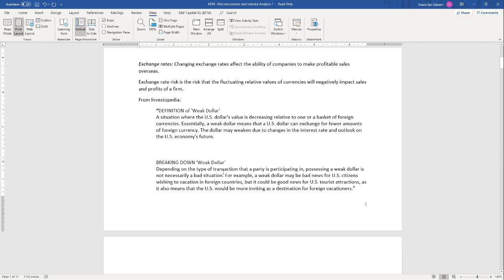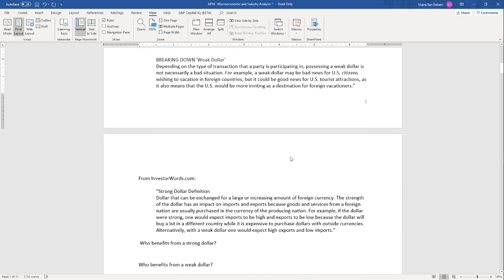Depending on the type of transaction that a party is participating in, possessing a weak dollar is not necessarily a bad situation. For example, a weak dollar may be bad news for U.S. citizens wishing to vacation in foreign countries, but it could be good news for U.S. tourist attractions, as it also means that the U.S. would be more inviting as a destination for foreign vacationers.